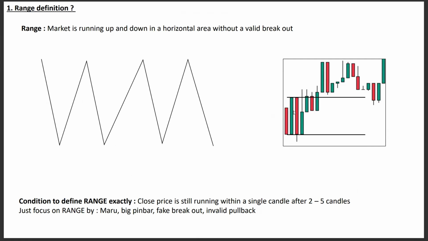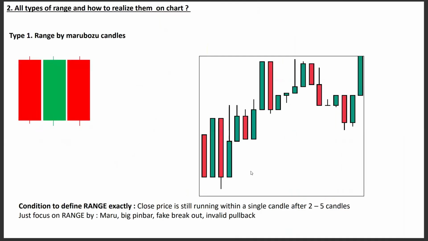Now this is a range by Marubozu candle, because the Marubozu was the first candle that started the range. There's range by pin bar, range by fake breaker, range by invalid breaker as well. So, types of range. Range by Marubozu candle. This is a range that is caused by a Marubozu candle.